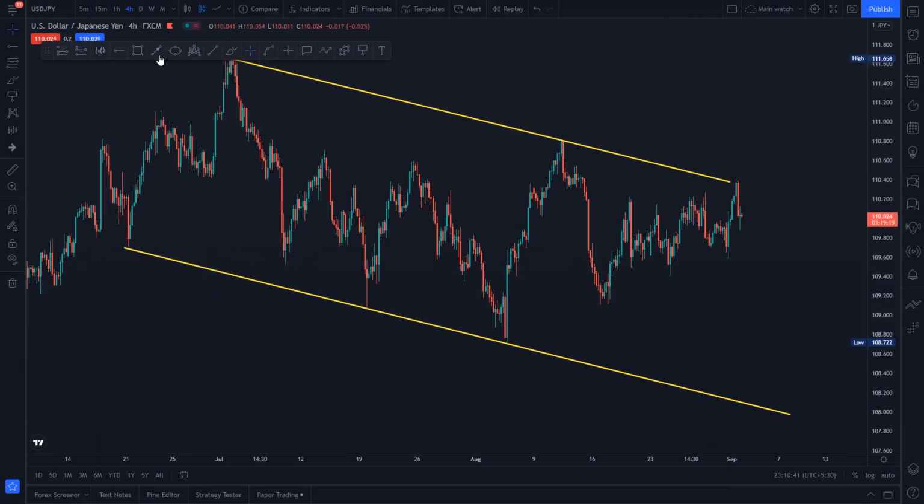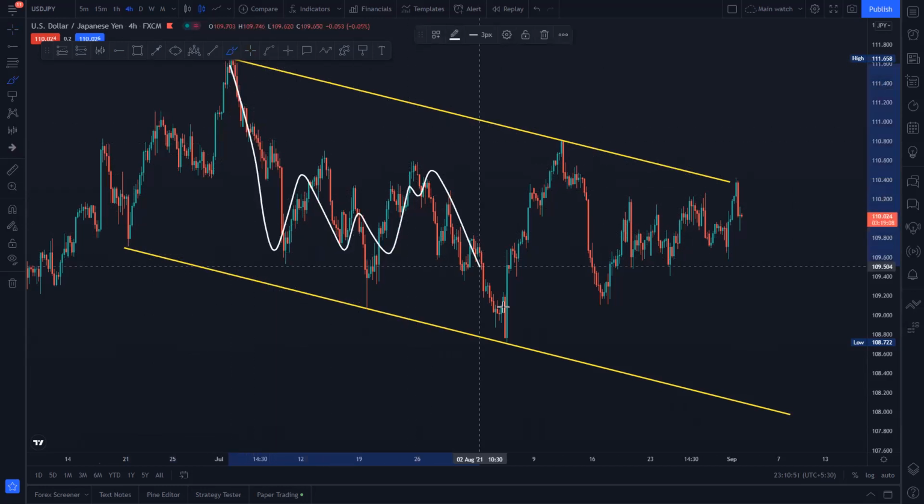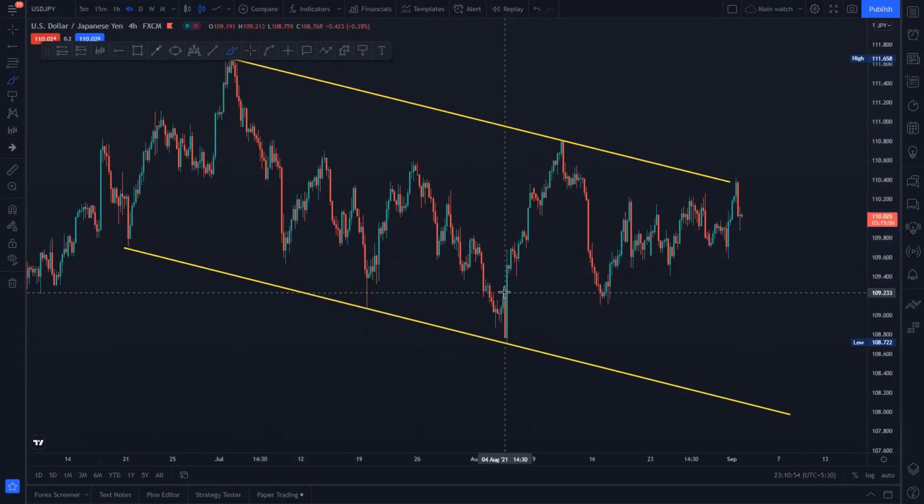So you can see that this was impulse, correction, continuation. This was a good impulse, this was a correction, this was a continuation. This was a good impulse, this was a correction, this was a continuation, and this whole move was an impulse, this was a correction, and again this was a continuation. So impulse, correction, continuation is the primary trend, the primary price action structure that is working.